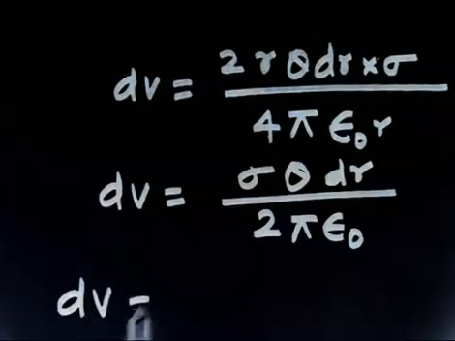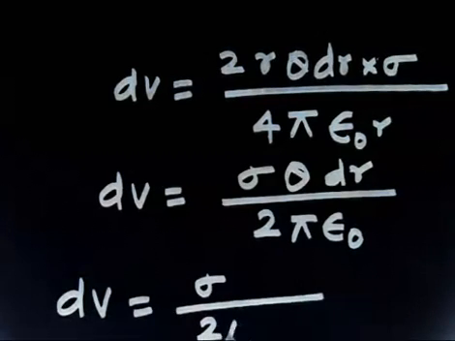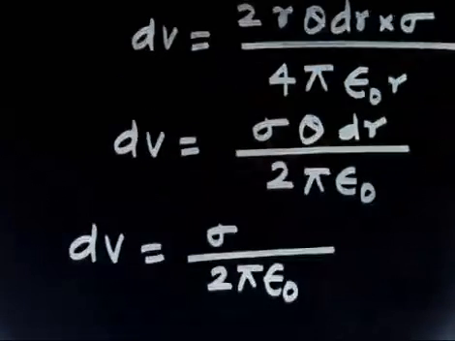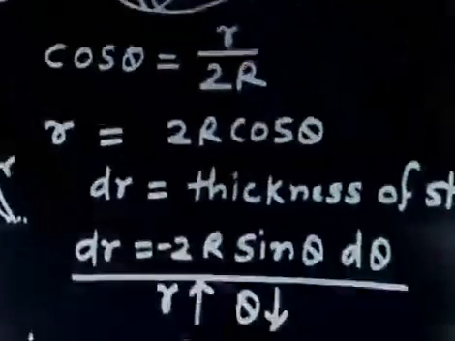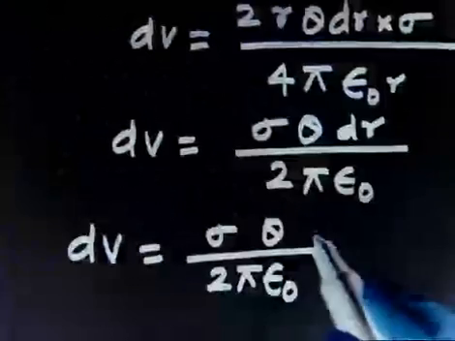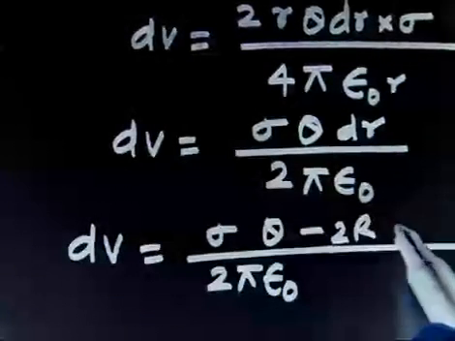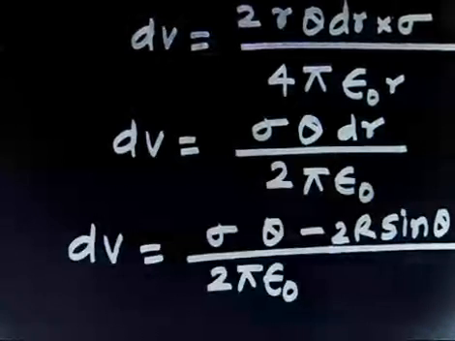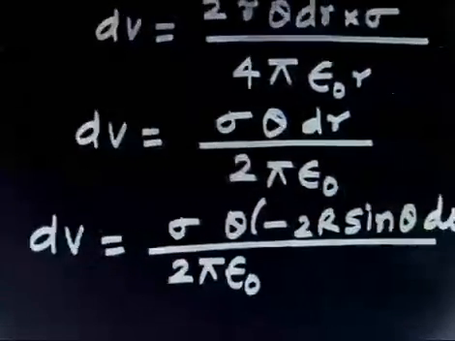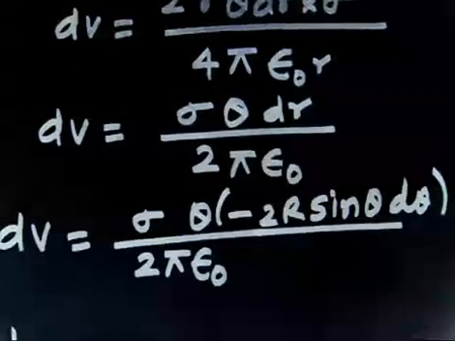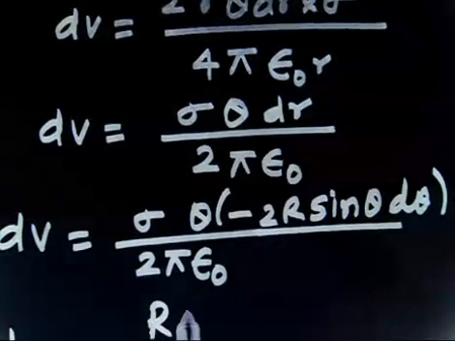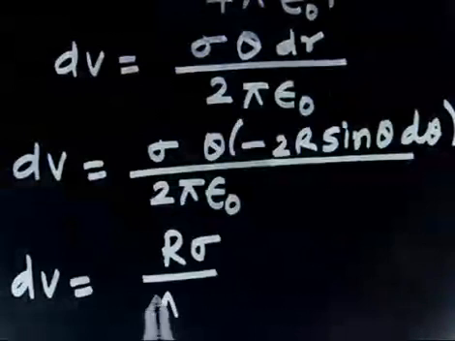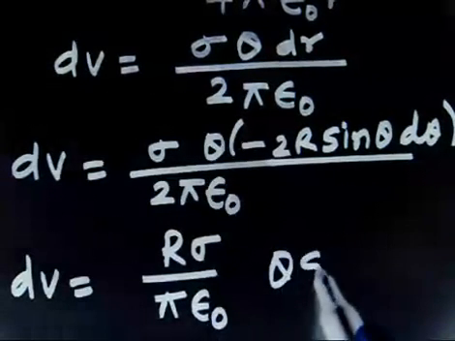So dV is sigma by 2 pi epsilon naught theta into dr, and dr is what? You check your copy. So dr is minus 2r sin theta d theta. Are you getting this? So dV will be, 2 again goes, r into sigma by pi epsilon naught, and this is theta sin theta d theta.